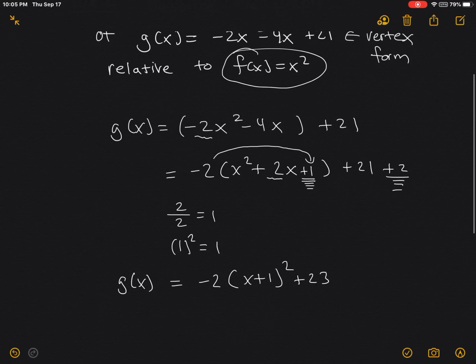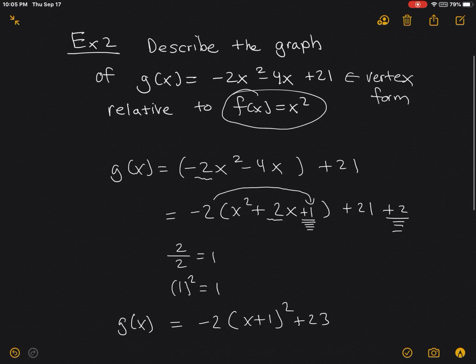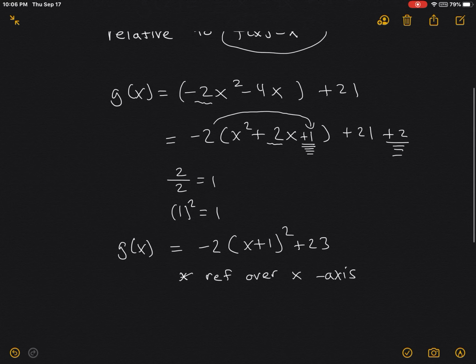Okay, so now you can make a comparison, right? You could say reflection over the x. In fact, you probably could have said that in the beginning, because this negative right here still stays the same, whether you keep it in standard form or write it in vertex form. Since a is less than 0, reflection, and vertical stretch. Okay, so all your transformation notes still apply here. By a factor of 2.